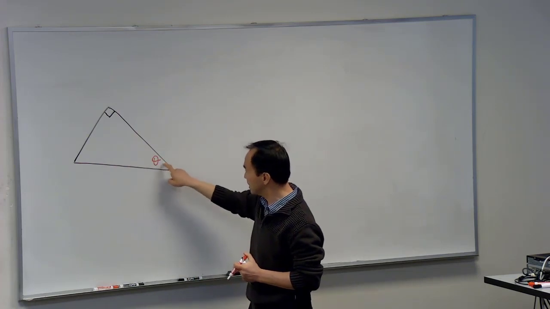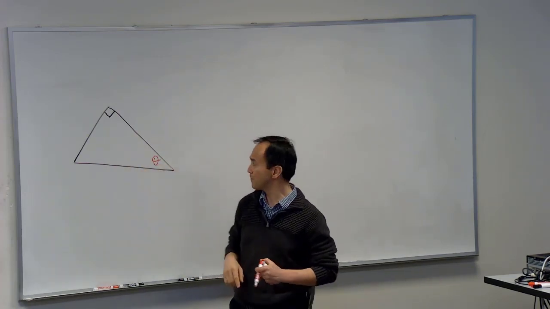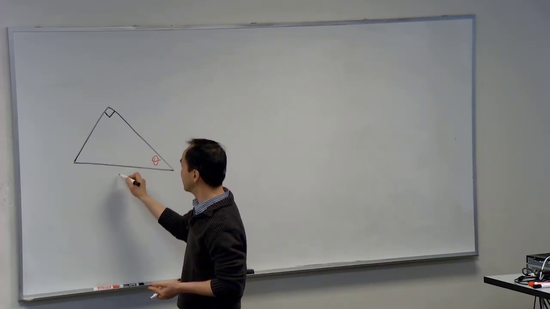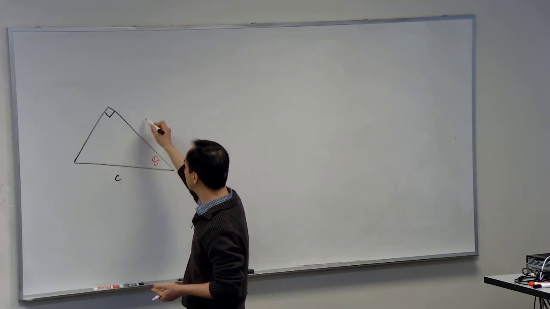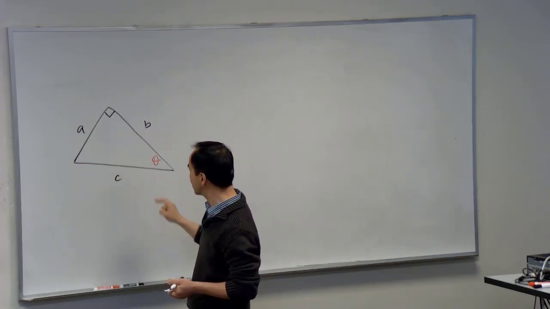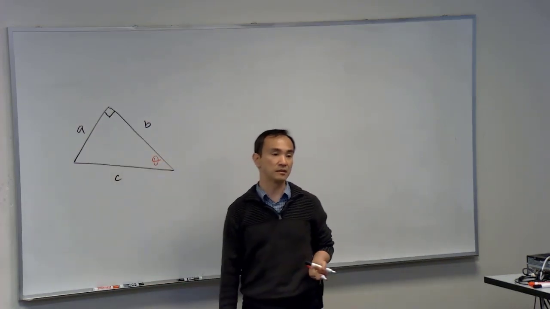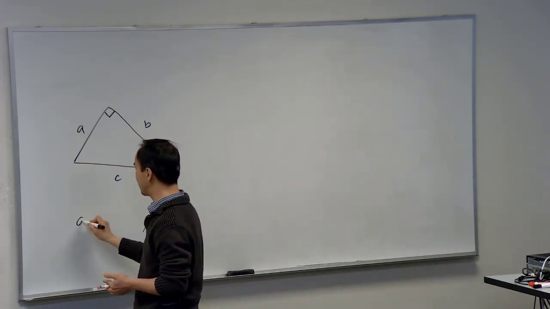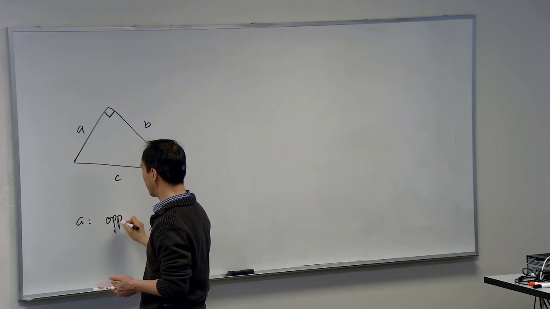So if this is the acute angle theta, then which side is the opposite? Let me label the names here. We have a side here being C, a side being B, and a side being A right here. So A, B, and C, which one is the opposite of this angle theta? A, right? So in this picture, A is the opposite. For short, I'll just write OPP.